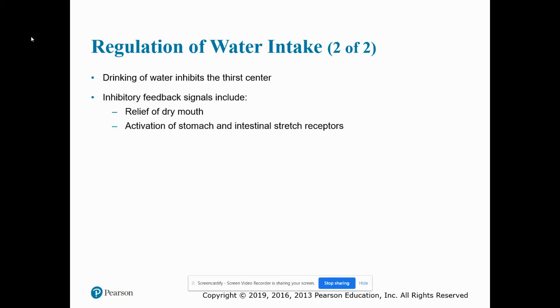Drinking of water is going to inhibit the thirst center, and there are inhibitory feedback signals that include the relief of a dry mouth, and then the stretch receptors of the stomach and intestine being activated.